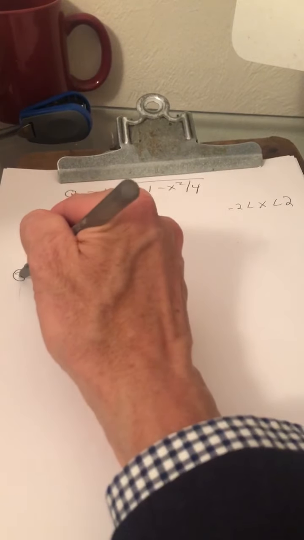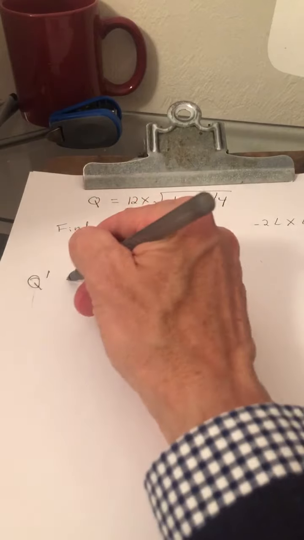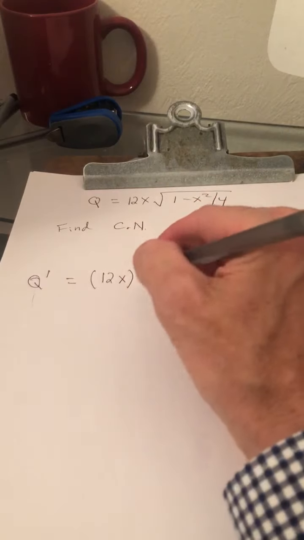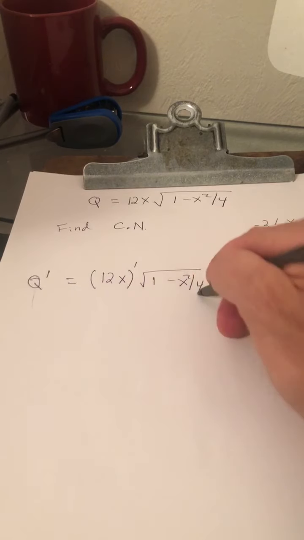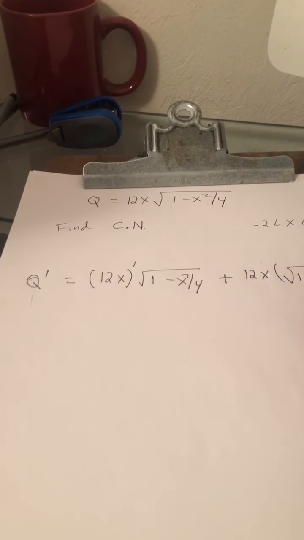So q prime. Again, what we have is 12x times the square root of 1 minus x squared over 4. So we're going to use the product rule. So q prime is the derivative of 12x times the square root of 1 minus x squared over 4, plus 12x times the derivative of the square root of 1 minus x squared over 4.